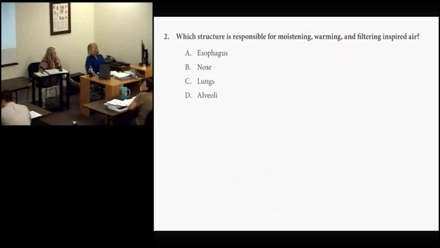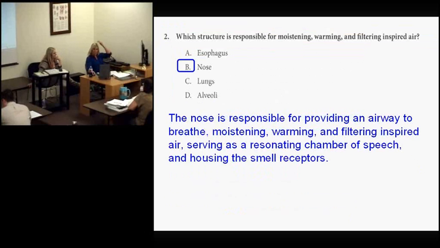Number 2, which structure is responsible for moistening, warming, and filtering inspired air? Your nose. The nose is responsible for providing an airway to breathe, moistening, warming, and filtering inspired air, serving as a resonating chamber of speech and housing the smell receptors.